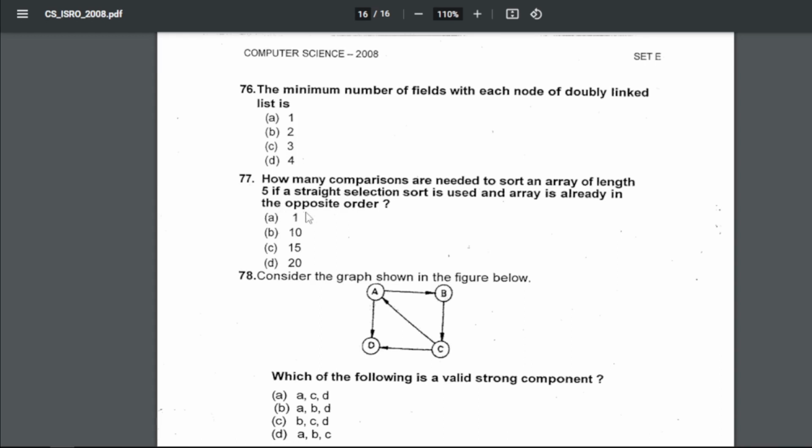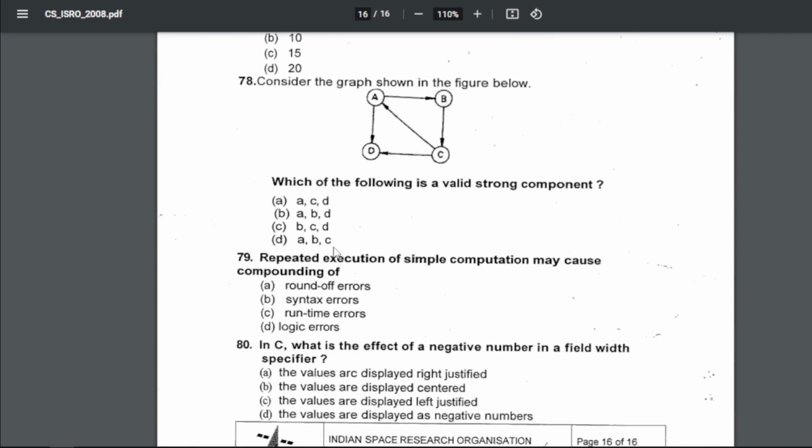77 is how many comparisons are needed to sort an array of length 5 if a straight selection sort is used and the array is already in the opposite order? For this our answer will be 10, that is option B, right?